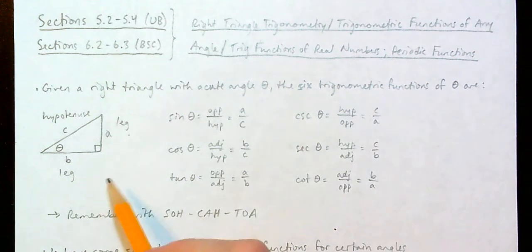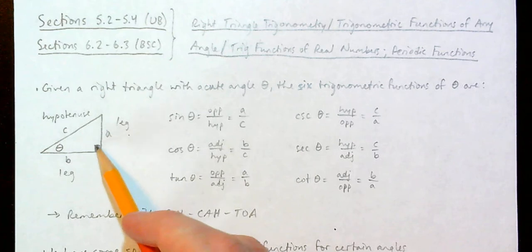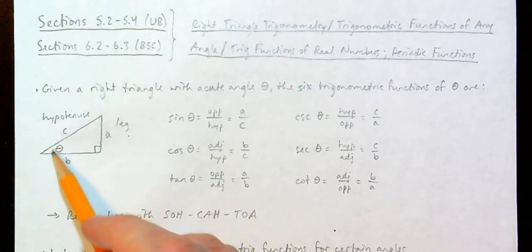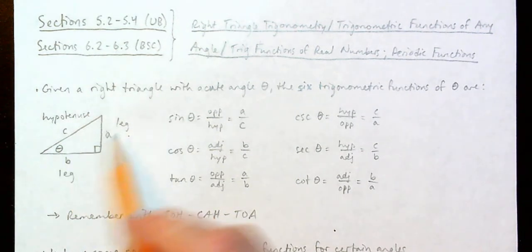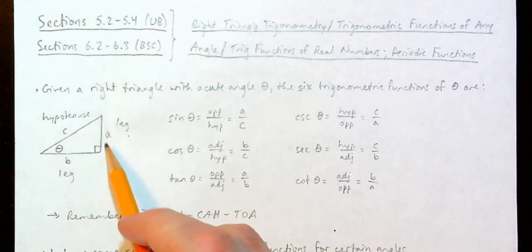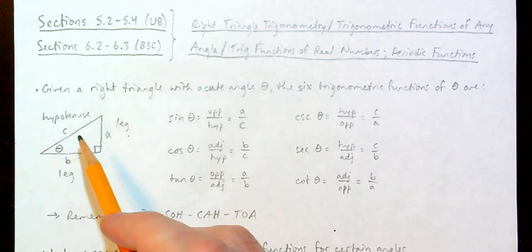So on the left here you see we have a right triangle. Obviously it's a right triangle because the right angle is happening there. And we have an angle theta that measures between 0 and 90. We have two legs of our right triangle, and we have the hypotenuse here. Legs A and B, hypotenuse is side C.